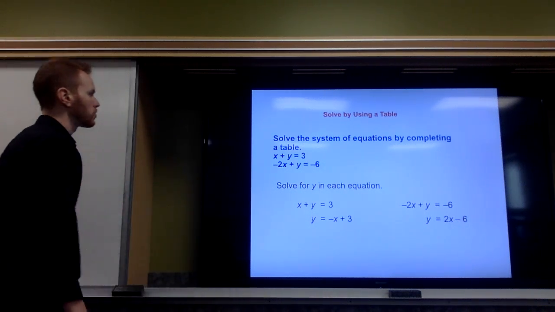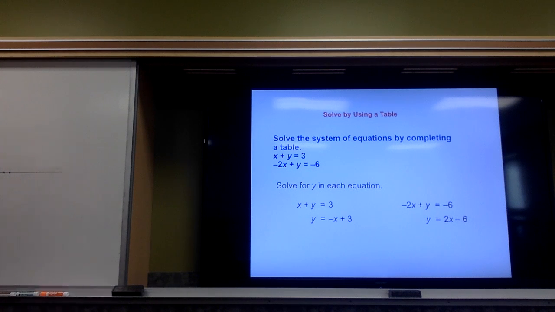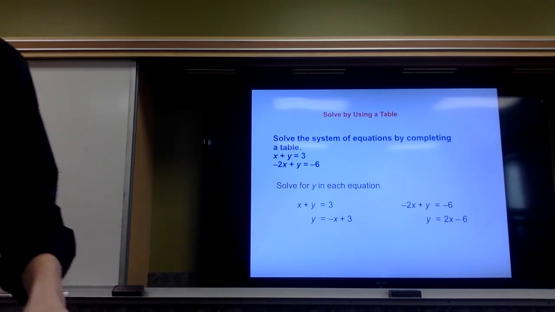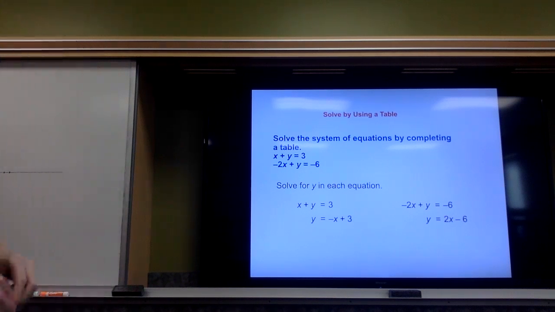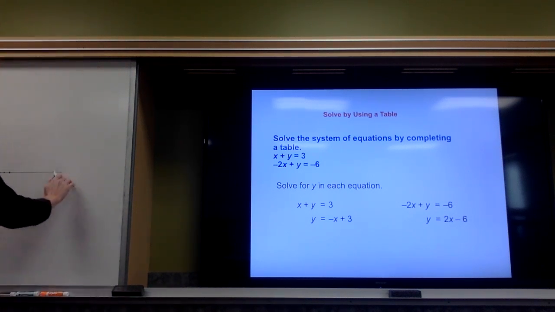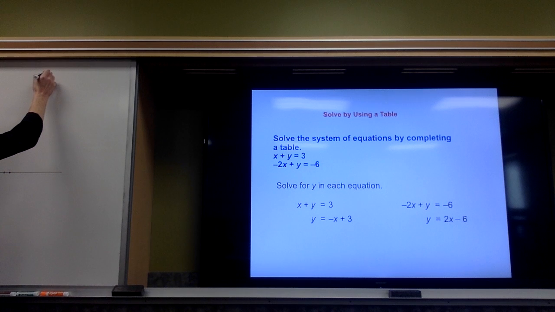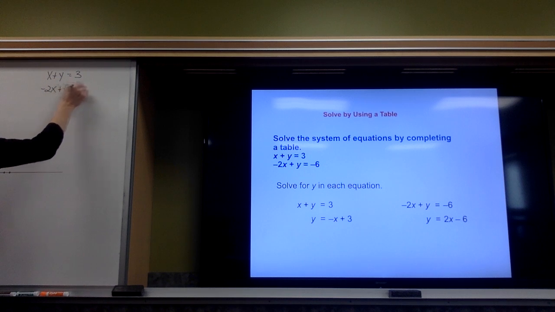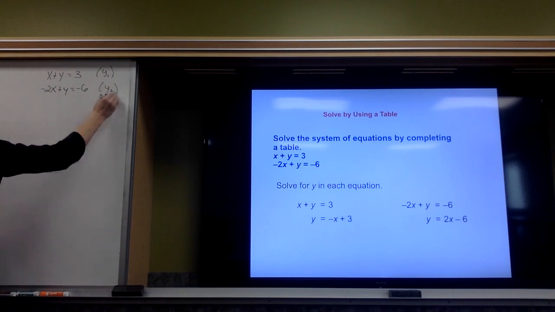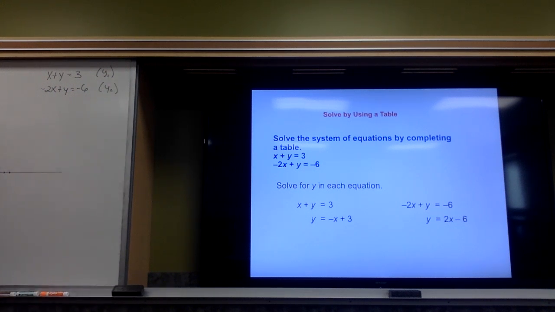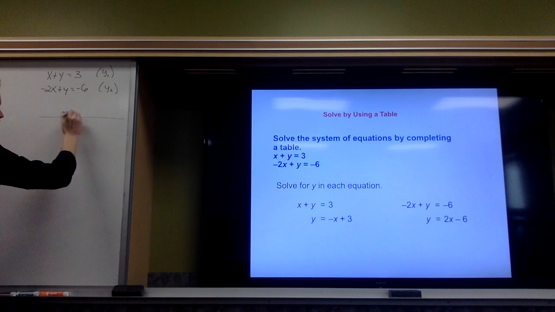Okay? So, here's the first example, something just to think of this in a different way before we start graphing. Solve the system of equations by completing a table. So that's what we're going to do first. What I would do is make a quick table here. We have x plus y equals 3, negative 2x plus y equals negative 6. We'll call this one equation 1, and this is equation 2. And I'm just going to use y with a subscript for each one.